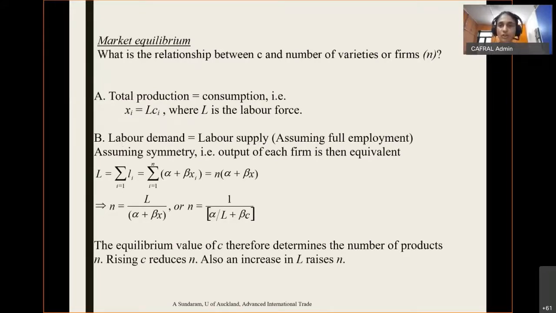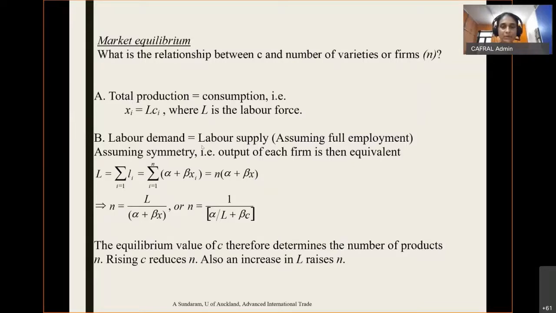Once we do that, we have prices and quantity. We now have to solve for the number of firms. So what is the relationship between consumption C per variety and the number of varieties, or firms, N? To do that, let's use the labor market equilibrium condition and the fact that total production has to equal consumption. Production is given by Xi, how much firms are producing of each variety. Ci is the consumption of each variety, and L is the labor force. So total consumption of each variety by everyone in the population has to equal the total production of that variety.